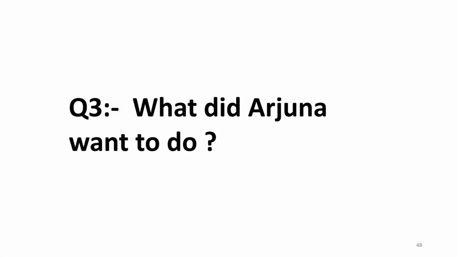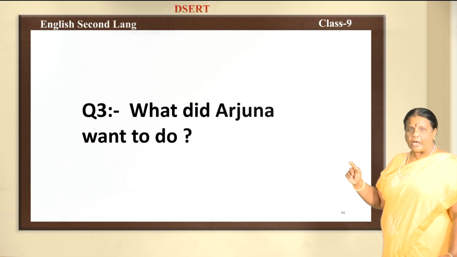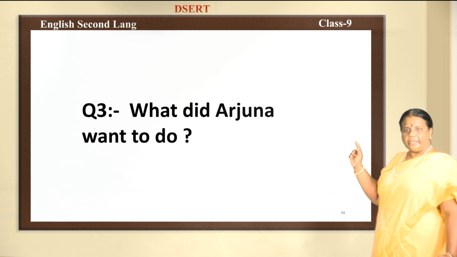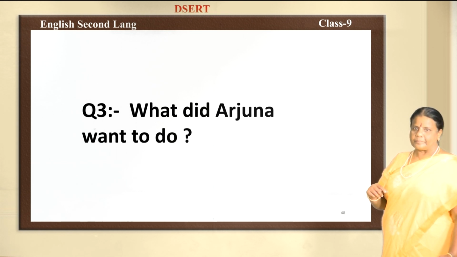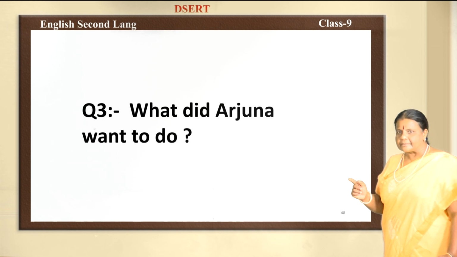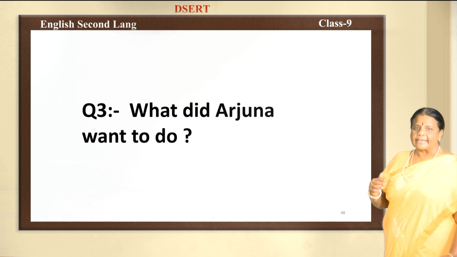The third question is, what did Arjuna want to do? Did you get it, children? What did Arjuna want to do? Where is the answer for this question, children? Just check it up. Yes, it must be in the third paragraph. Did you get it? Okay, write down the answer. Did you finish it? Let us check whether what you have written is correct.